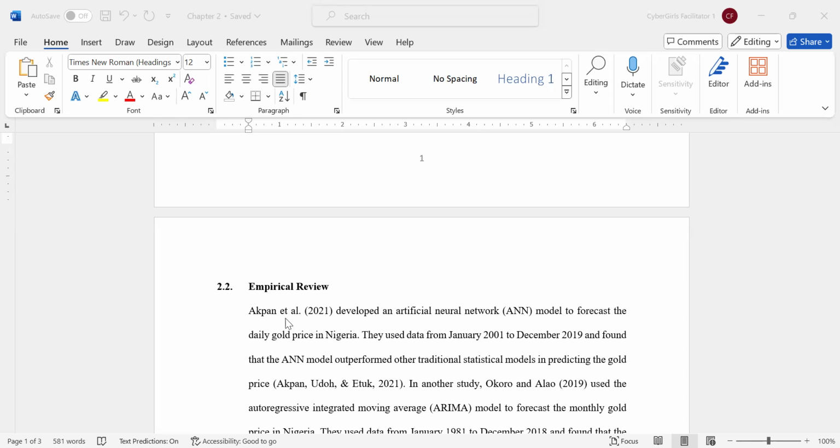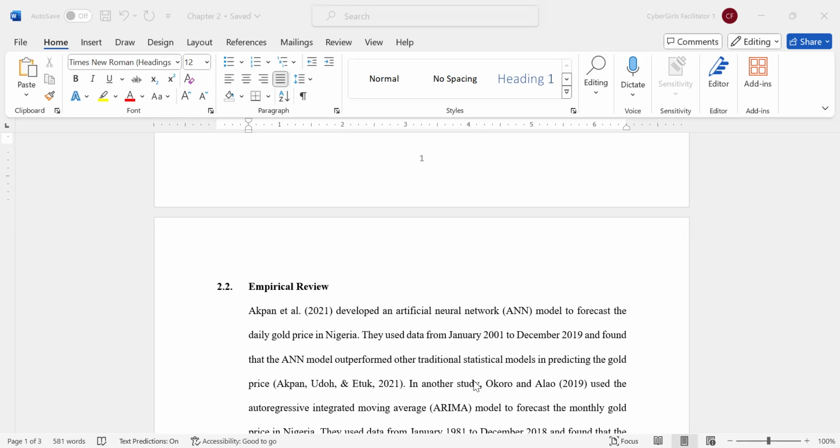For instance, you can see Akpan et al. also developed an artificial neural network model to forecast the daily price of gold. They used the data from total. That's the method they used, and the ANN model outperformed other traditional statistical models in predicting the gold price. Now, that is their conclusion. And the methodology they used, the topic they did, the method they used, and then what they achieved, right? So you use that in your empirical review.